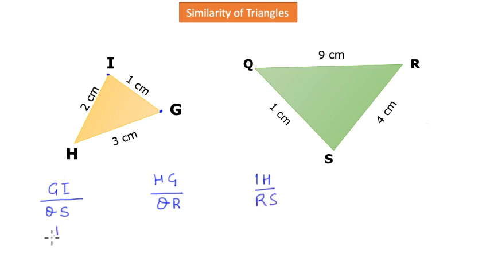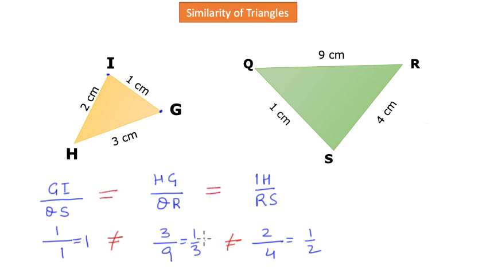So let's see what these ratios tell us. GI is 1 and QS is 1. HG is 3 and QR is 9. And IH is 2 and RS is 4. So one ratio is 1 over 3, another is 1 over 2, and the other is 1, meaning none of these ratios are equivalent to each other. If we wanted these two triangles to be similar, all of these ratios had to be equal. But since they are not equal, we say that these triangles are not similar.